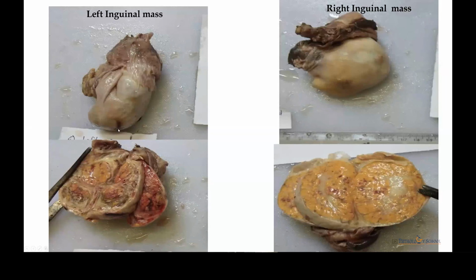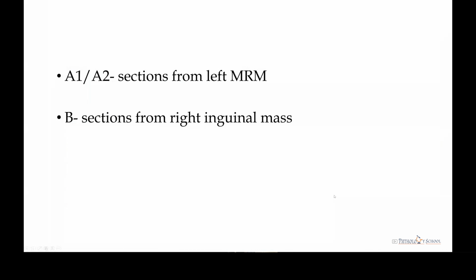Left inguinal mass measured 5 by 3 by 3 centimeter. The cut section was lobular with yellowish areas and few foci of hemorrhage. The right inguinal mass was 5 by 3 by 2 centimeter. Cut surface showed small yellowish lobules with central white glistening areas. Scan sections were provided from the left MRM and from the right inguinal mass. 10 slides from the MRM and 8 from the inguinal mass have been displayed here.